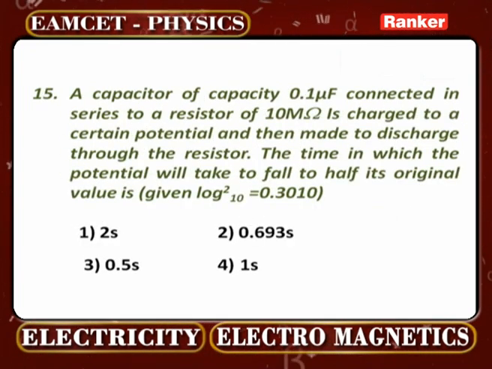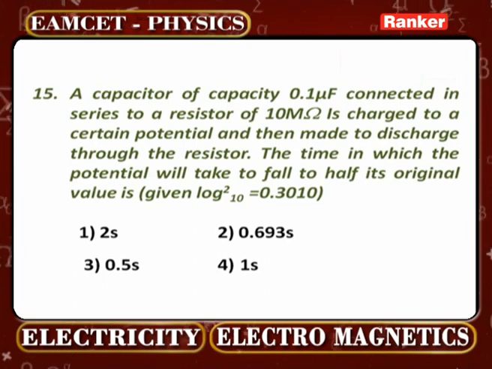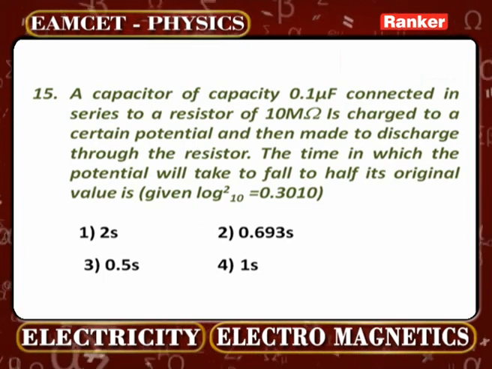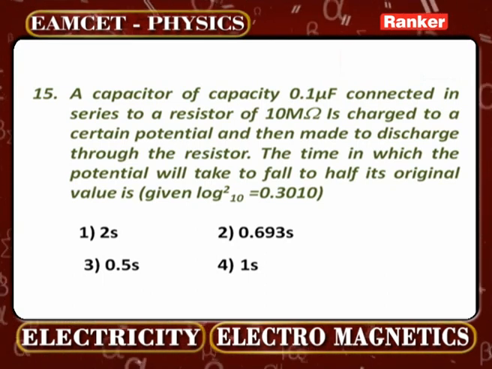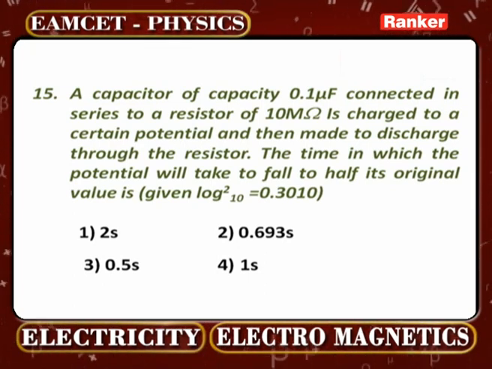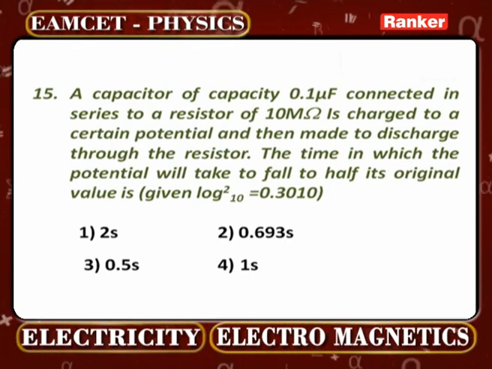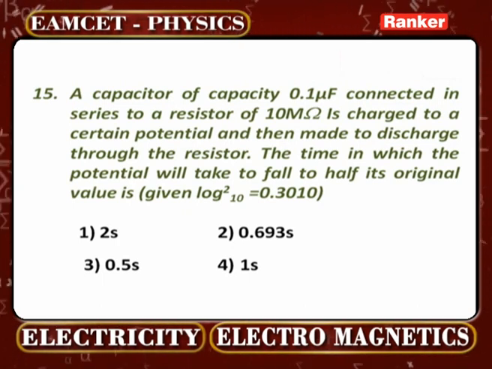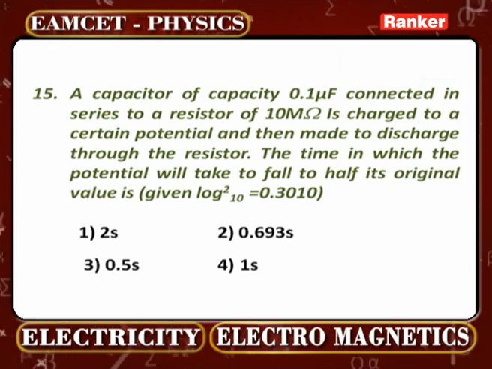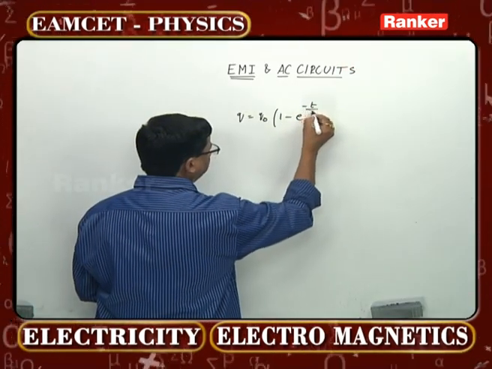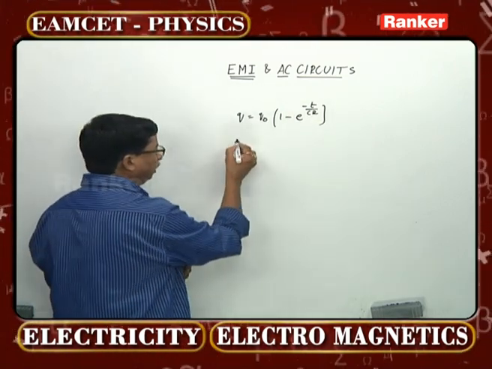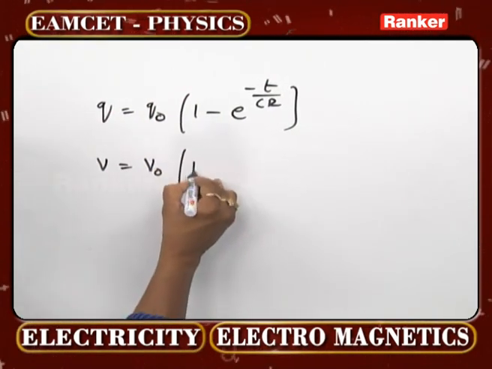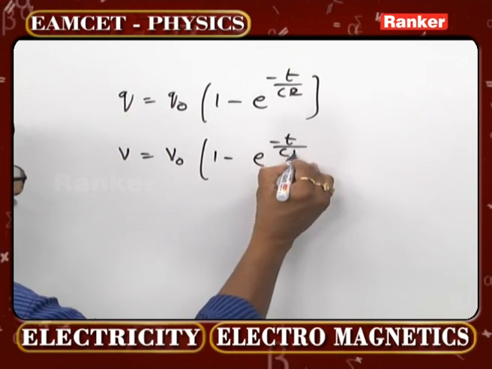A capacitor of capacity 0.1 microfarad connected in series to a resistor of 10 mega ohm is charged to a certain potential and then made to discharge through the resistor. The time in which the potential will take to fall to half its original value is how much? Already we have discussed a similar model earlier, almost similar. Same concept now also. Q is equal to Q naught into e power minus t by CR. That is actually the concept we have taken up.